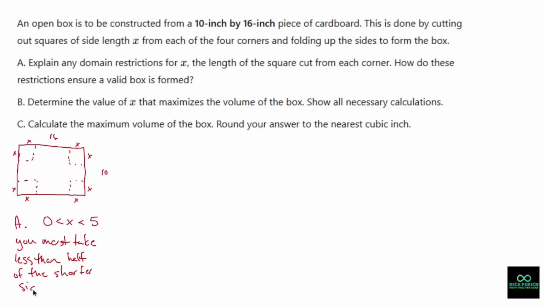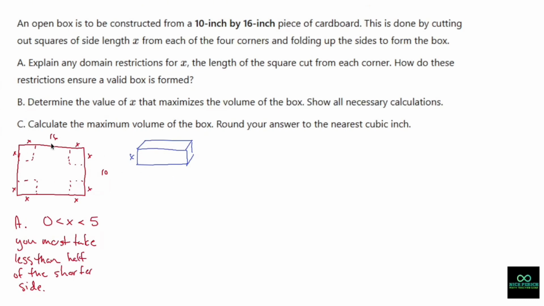Now, why is that? Well, because when you do cut out these squares and fold them up along these invisible lines, you're going to end up, excuse me, I just get so choked up about these problems, I get excited. You end up with a box, okay? The height of that box is x because you're folding it up. The height of the box is x.